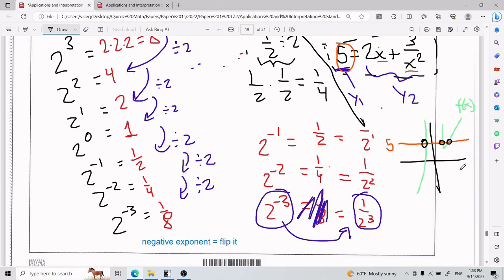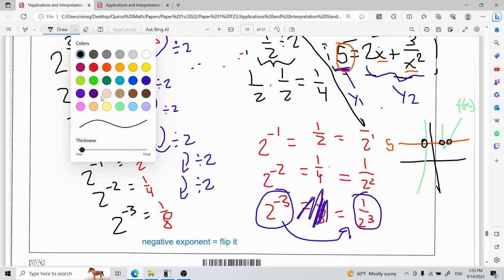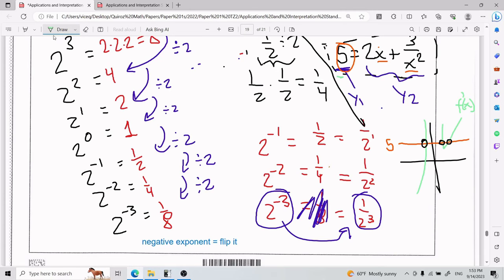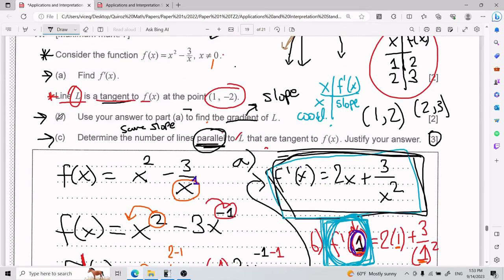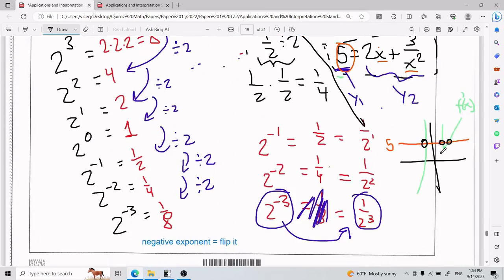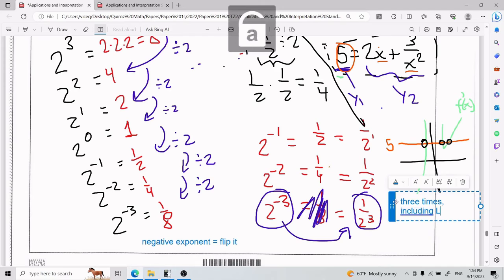So trusting the process and everything, we can identify that my function f of x has a slope of 5 in 3 locations. One of them is when it is tangent to L, as we found in part B, it is tangent to L once. And then the other 2 times, it is some other parallel line. And so your answer would be 3 times, including L, or 2 other times besides L.